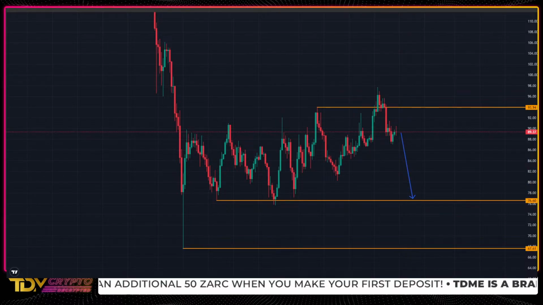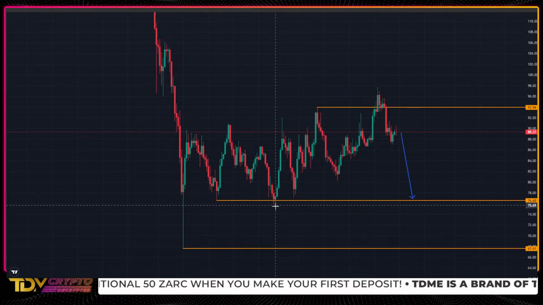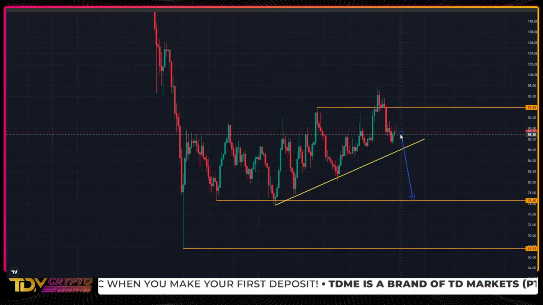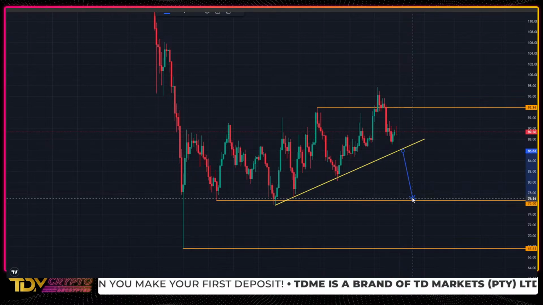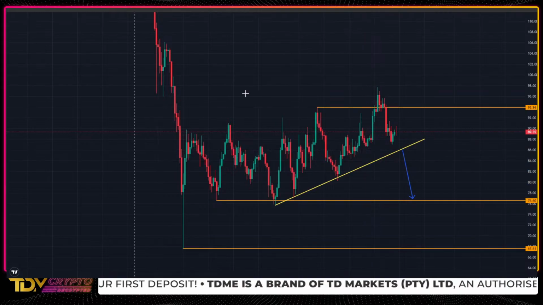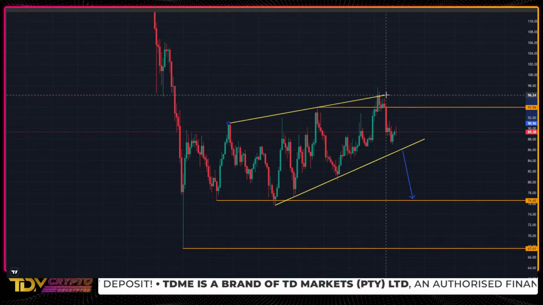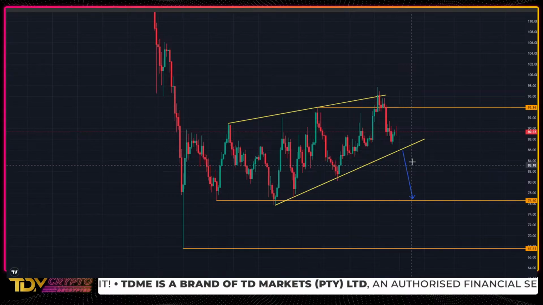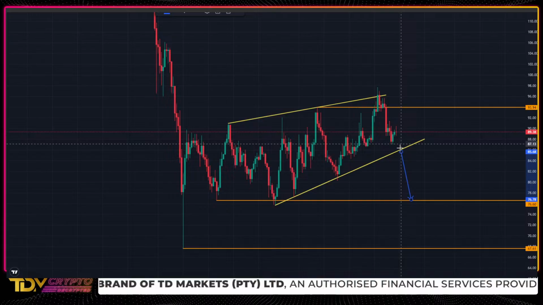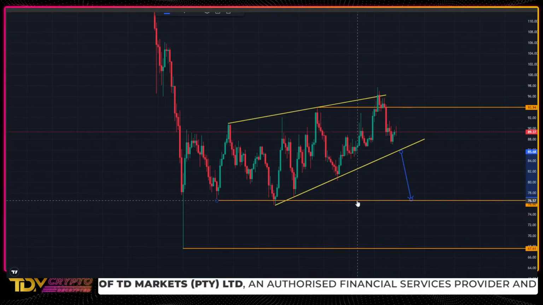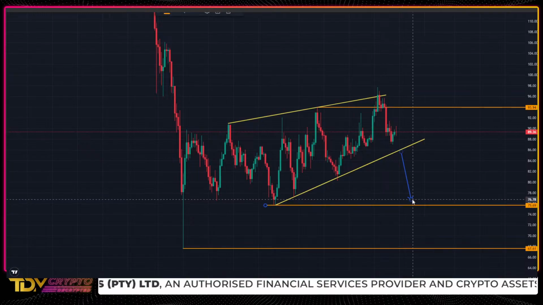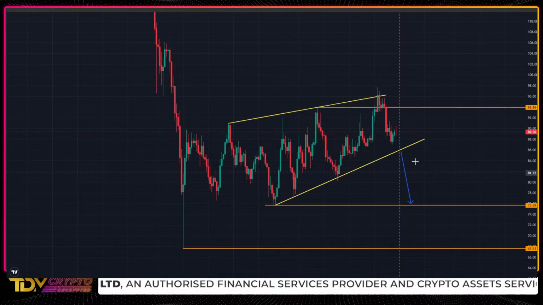More especially if it breaks below this, then it's more than likely going to give us a push towards the downside. I wouldn't expect this to push up, but I would expect this to push towards the downside. So Solana, we're waiting for the break to give us a push towards the downside, back down to this low.